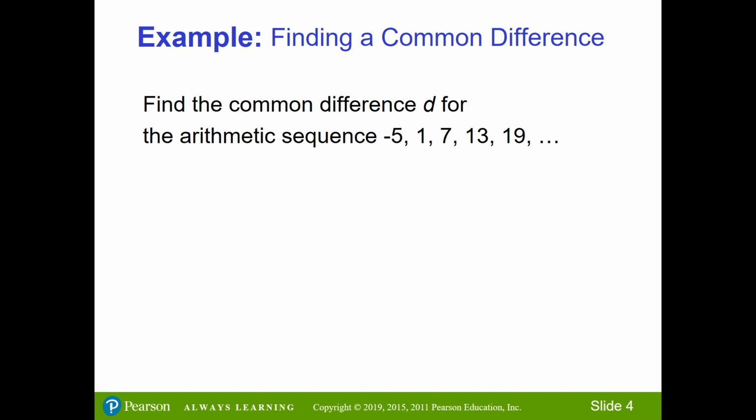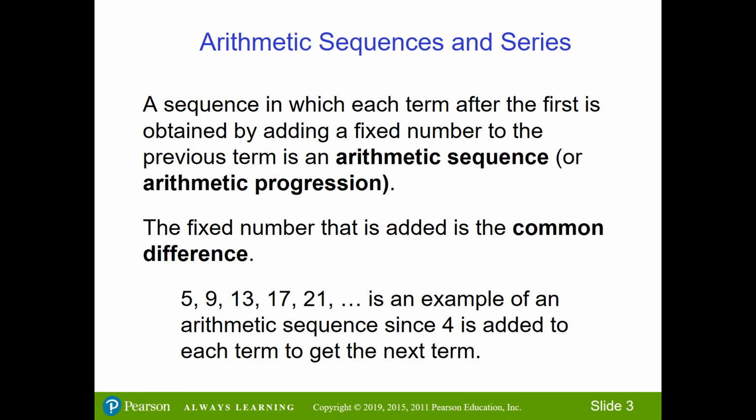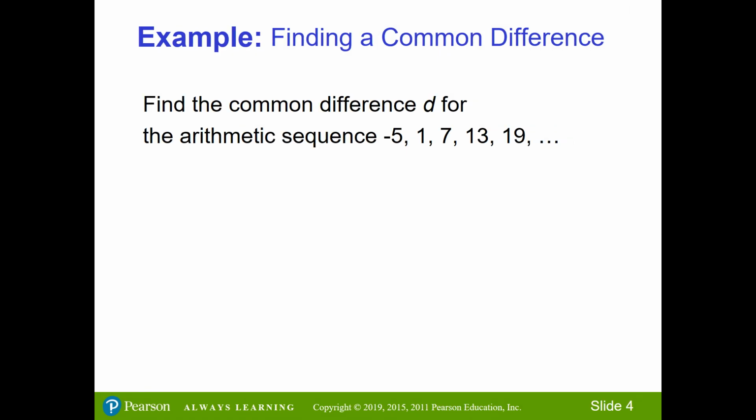So I want to find the common difference here. Well, notice that on this slide, I could have taken any one of these in sequence, 17 minus 13, and come up with that common difference of 4. So I'm going to do exactly that here. I'm just going to take any two in line, 1 minus negative 5. I do the second one minus the first. 1 minus negative 5 is 1 plus 5, so 6 is my common difference. Notice that 1 to 7 is a difference of 6, 7 to 13 is a difference of 6, and so on.